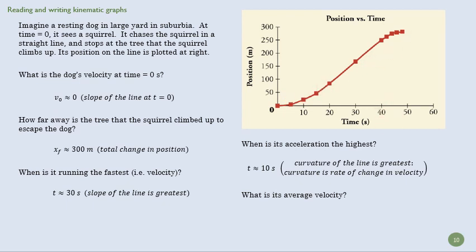So if I go to Chicago and it takes me 2 hours to go those 120 miles, it doesn't matter whether I'm going slow or fast at the beginning or change speed or stay constant. All that matters is I went 120 miles. It took me 2 hours, and that gives me my velocity. So here we've gone 300 meters in about 50 seconds, and so we get 6 meters per second. That's our average velocity.